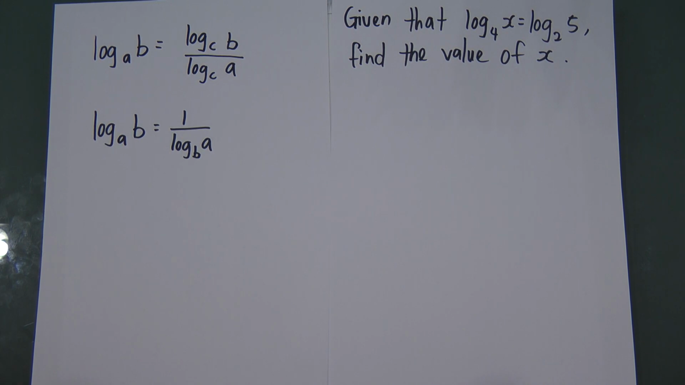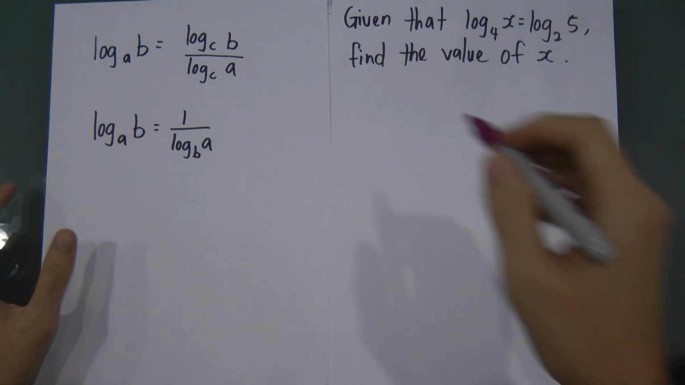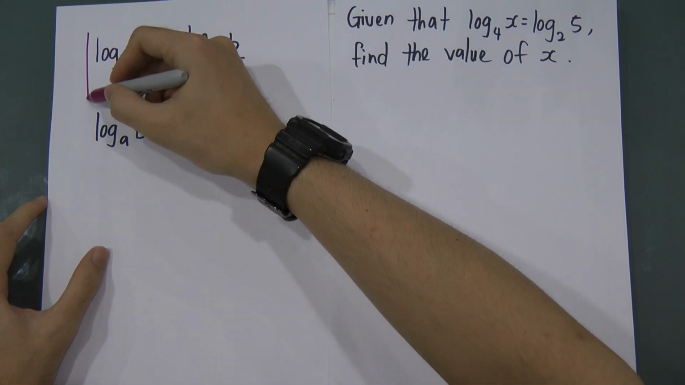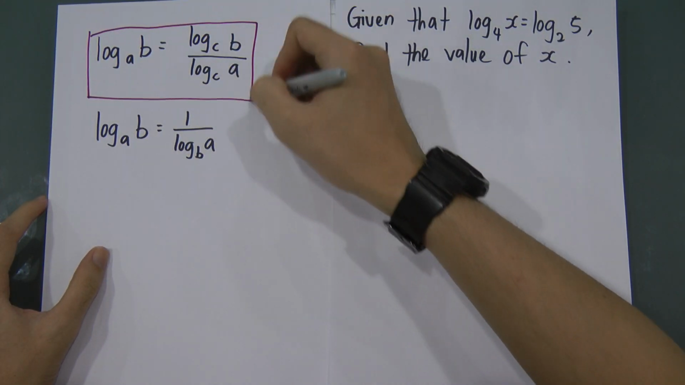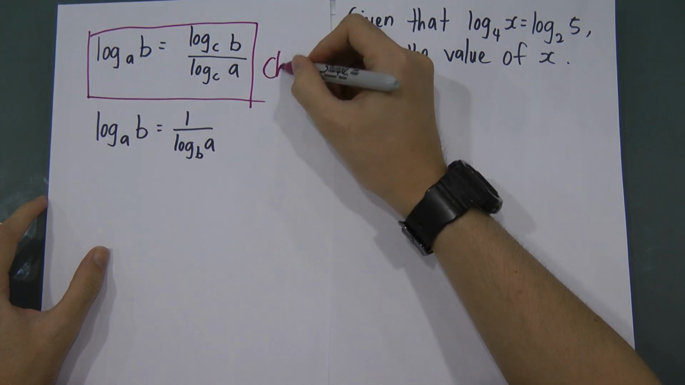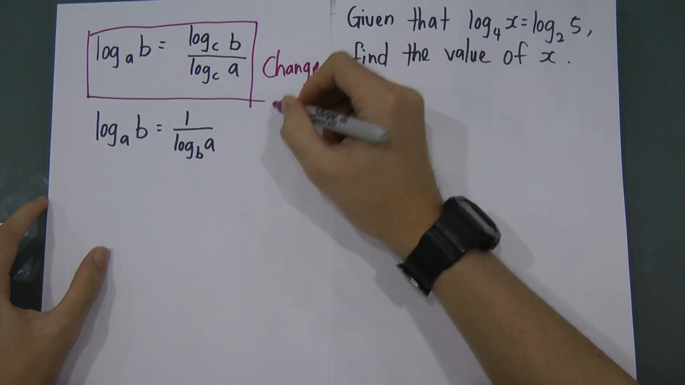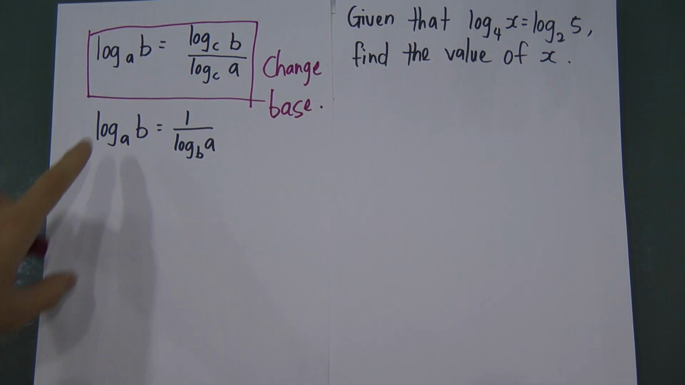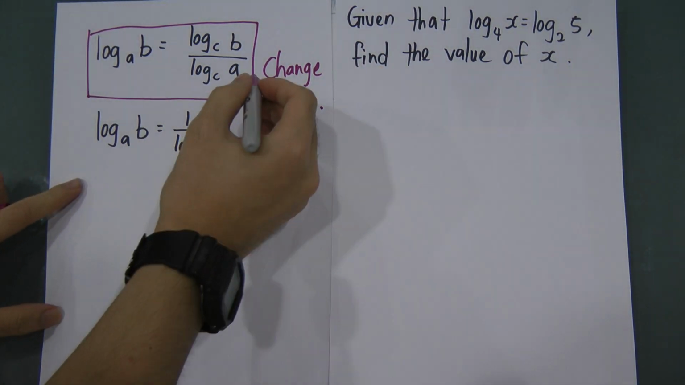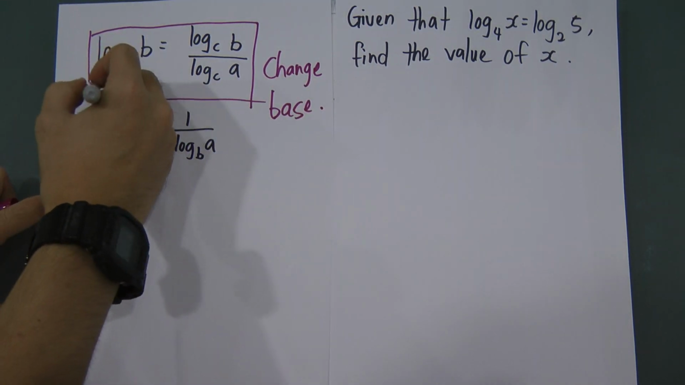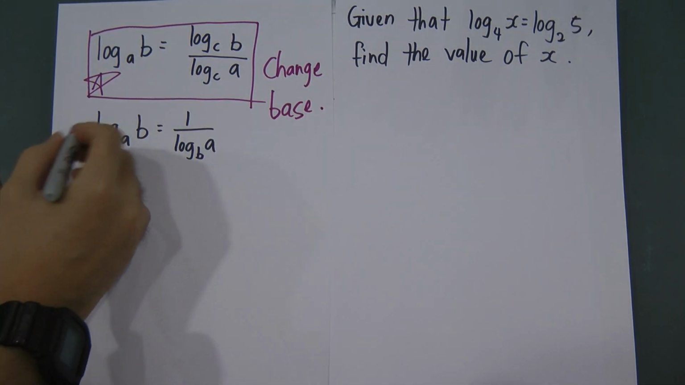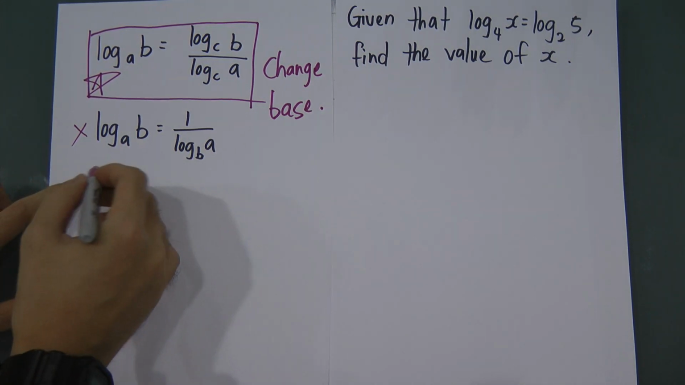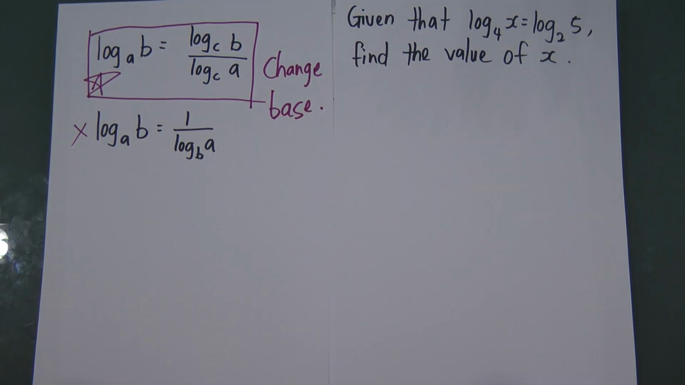Alright, so first, this is one of the very important laws in log. What we call is changing the base. Okay, change base. So basically, how are we going to change base? Both of these are change base also, but this one you will use more frequently, and this one is used least frequently, but both are correct. So normally how you change is something like this.